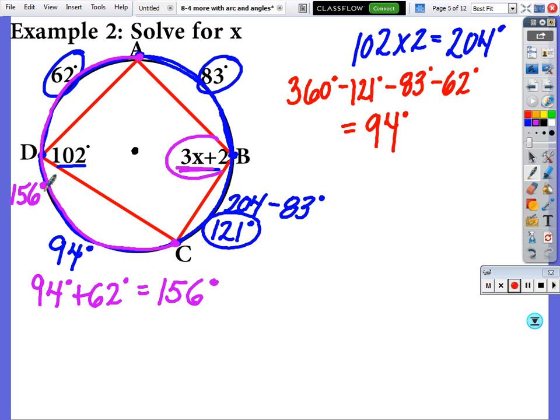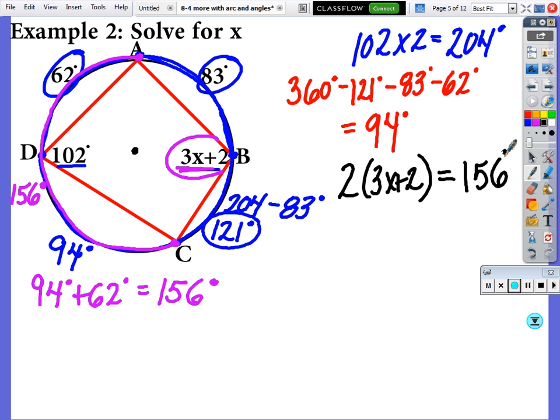So that's the way I'm going to do it. I'm setting up a true statement now: 2 times 3x plus 2. So 2 times our inscribed angle will equal its intercepted arc. So that's equal to the arc 156. And now we'll just solve for x. That's a true statement. Does everybody see the true statement?